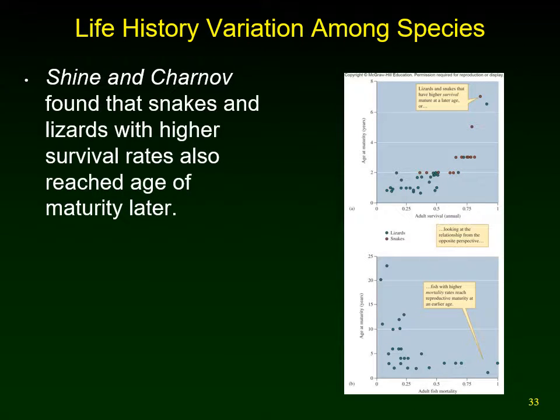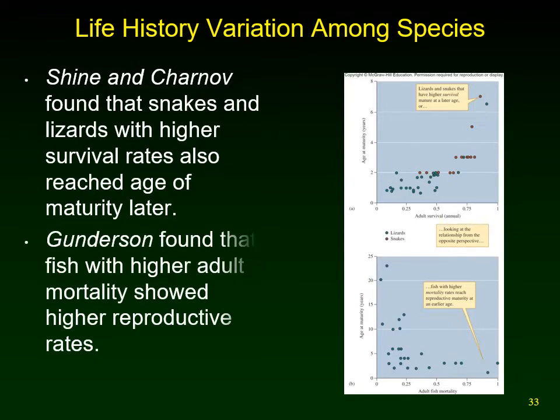This study with snakes and lizards showed that those with higher survival rates also reached their age of maturity later. So the age at which you mature also can correspond to your survival rate. And they found that fish with higher adult mortality showed higher reproductive rates. So if it's likely that the adults are going to die very easily or quickly, then they tend to reproduce faster so they can reproduce and have offspring before they die.